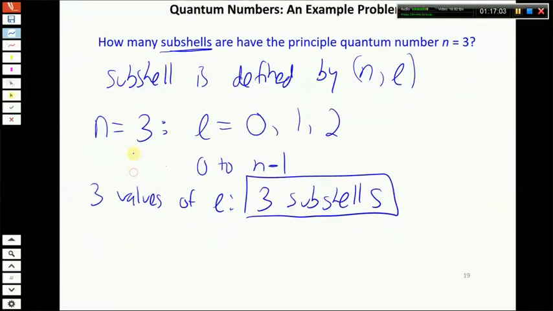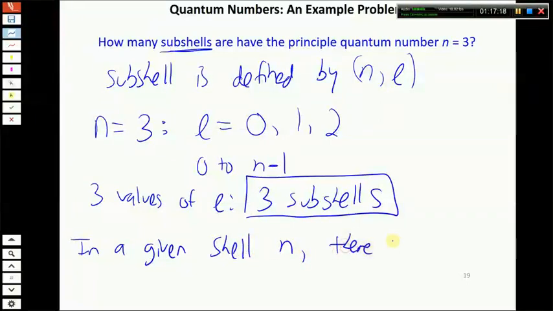And if you want to remember this relationship, you don't necessarily have to memorize these relationships because they come out of all of these rules for quantum numbers, but if you wanted to remember it, in a given shell n, there are n subshells. So the first shell has 1 subshell, the second shell has 2 subshells, the third shell has 3 subshells, the fourth shell has 4, and so on. Those relationships are going to be true for any shell when you want to know how many subshells are in it.